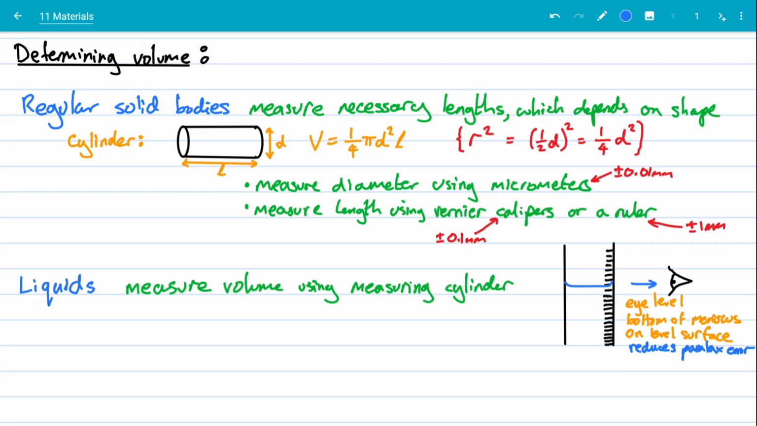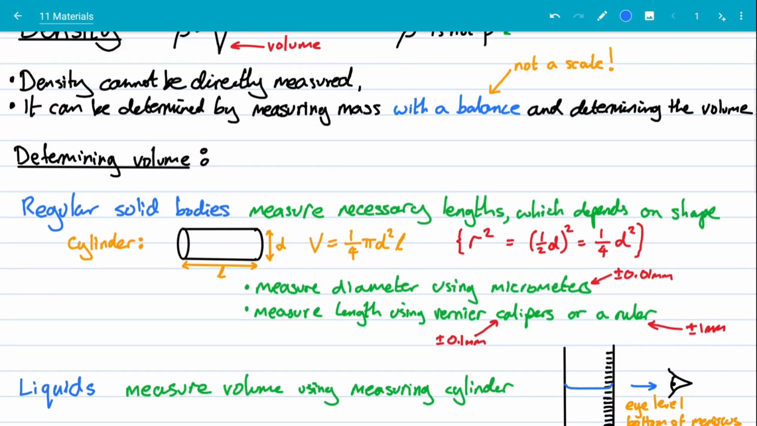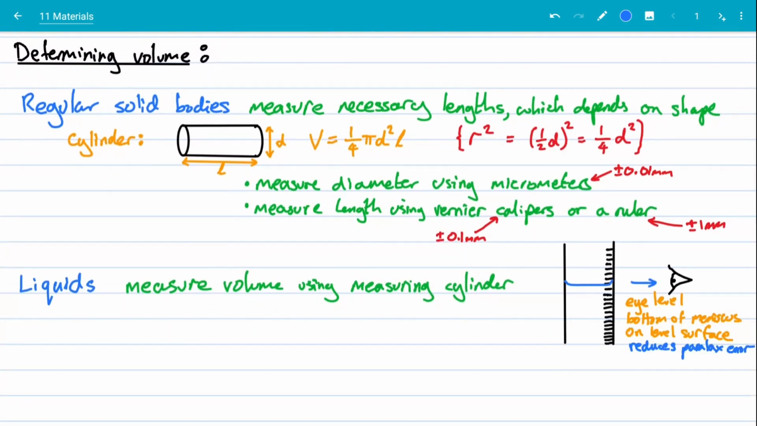That's what that reduces. Now that text might be a bit small how I've written it there, but hopefully you can read it. And I read it out loud as I wrote it, so make it bigger and clearer if you need to. Reduces parallax error. Right, that's how we measure the volume of a liquid.